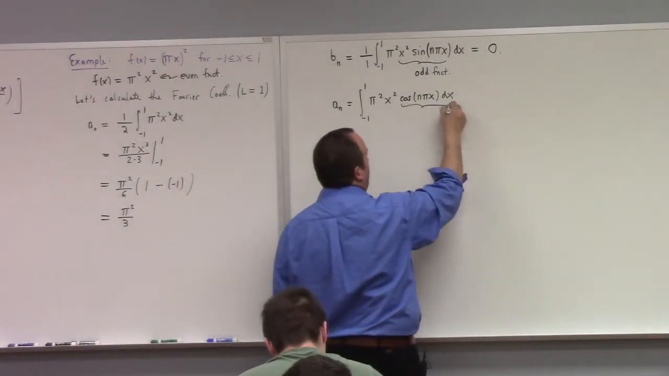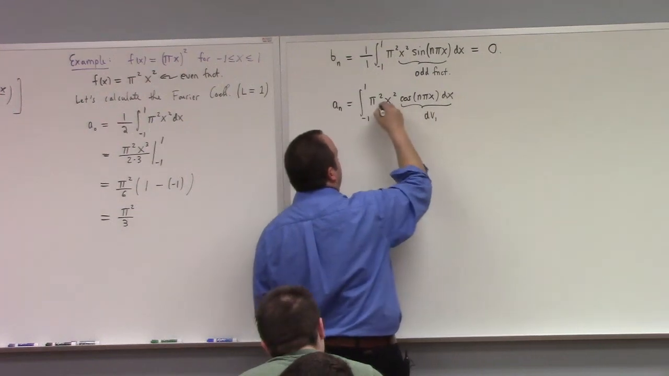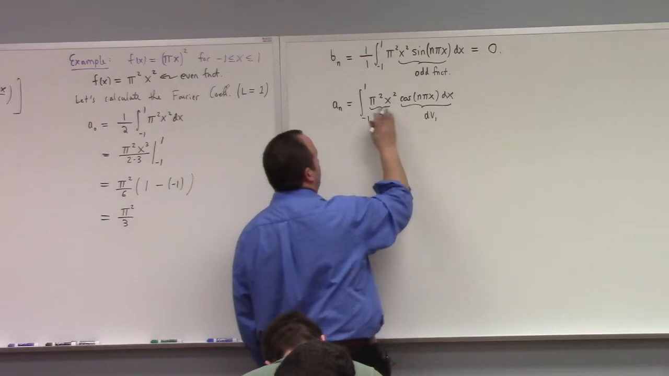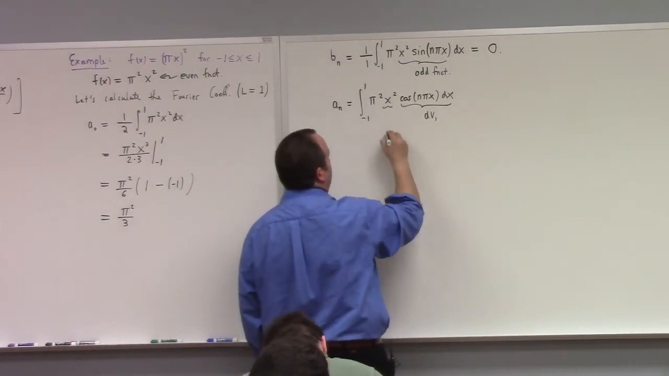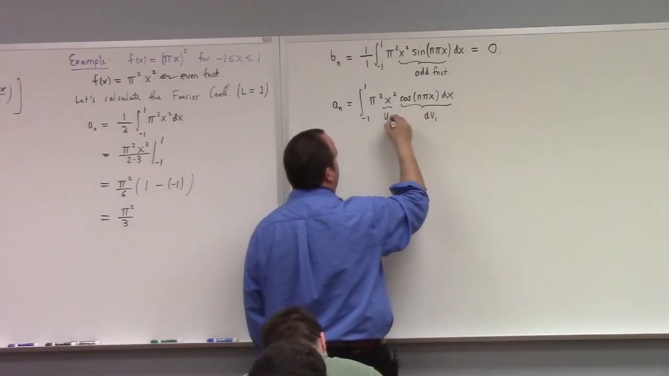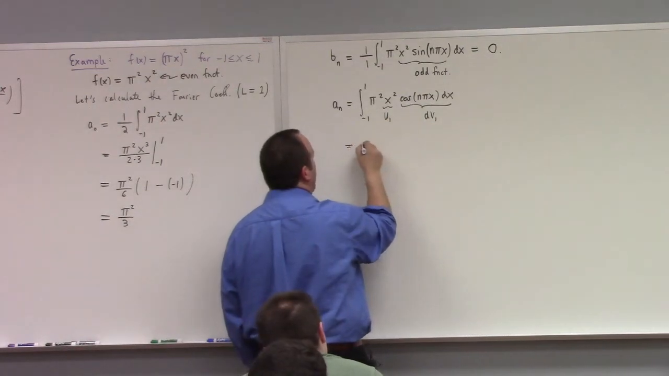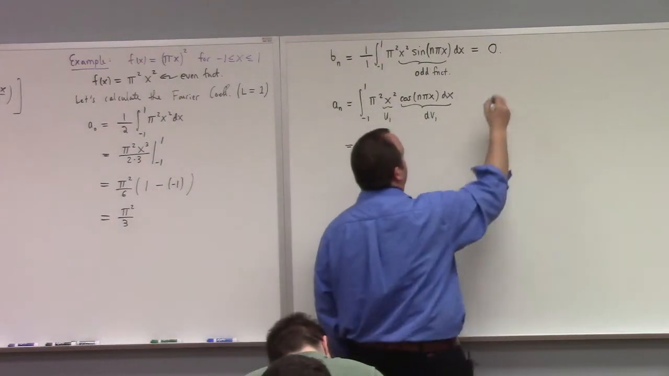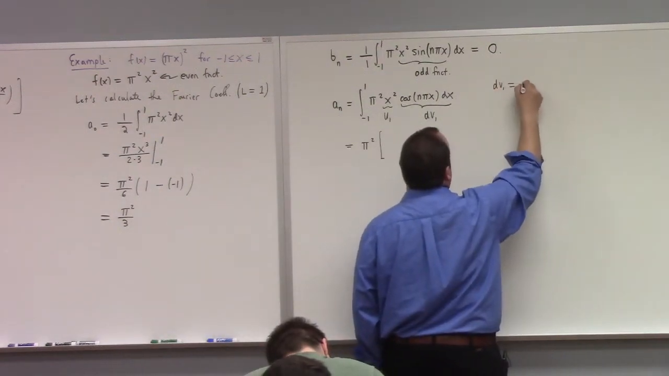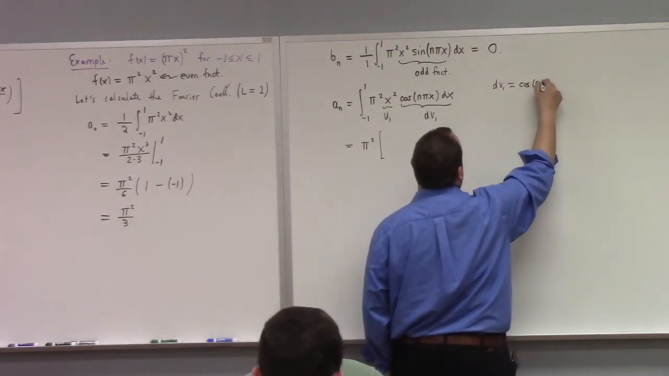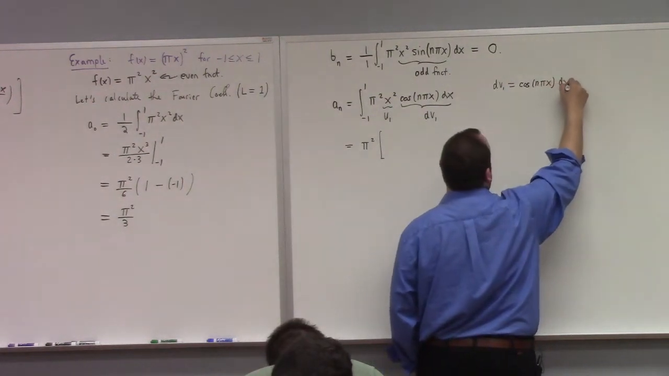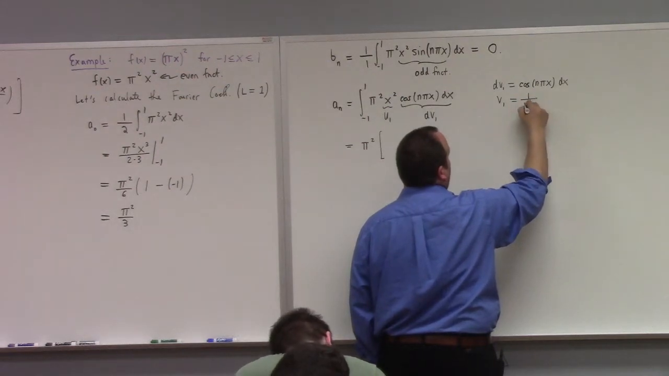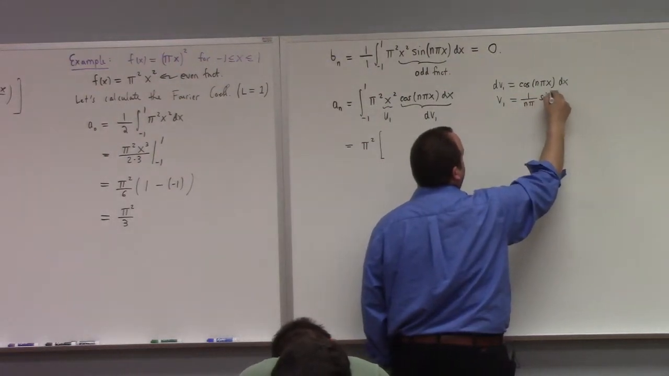So this is our dv1. Actually, I'm going to say that x squared is our u1. I'm going to pull the pi squared out so that we don't have it littering the scene everywhere here. So if dv1 is cosine n pi x, I'm going to try to be more careful with the sign this time. See if I can do better. v1 is what? 1 over n pi sine of n pi x.